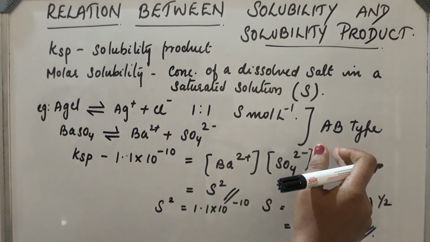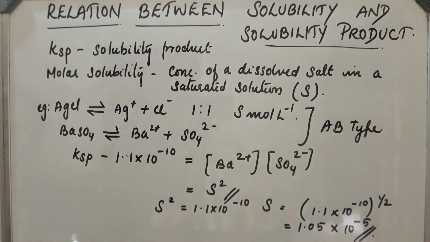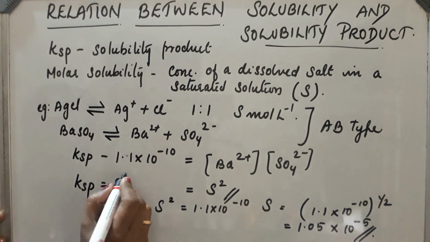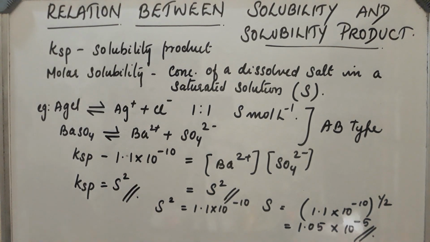This is AB type, so here the relation is KSP is equal to S square. Like this, there are different types of salt. The next types are AB2 type, AB3 type, etc. Let us discuss one by one.